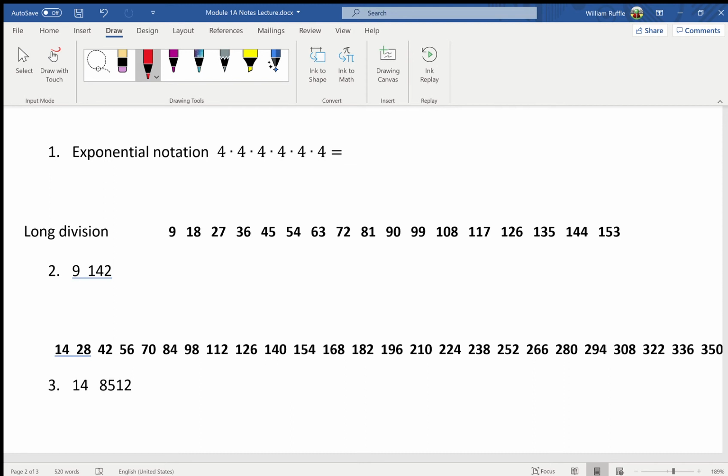All you have to do is count up how many 4s there are. 1, 2, 3, 4, 5, 6. So instead of writing that out 6 times, we do 4 to the 6th power. The 6 is an exponent.